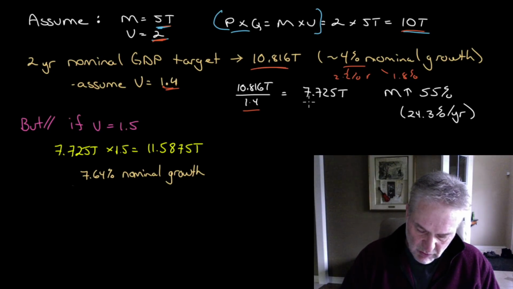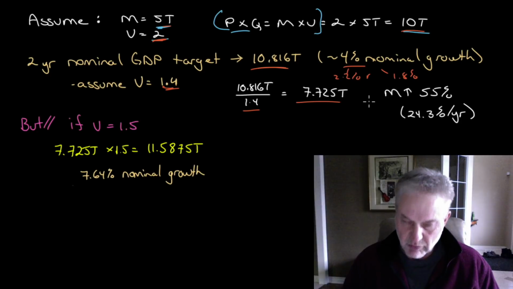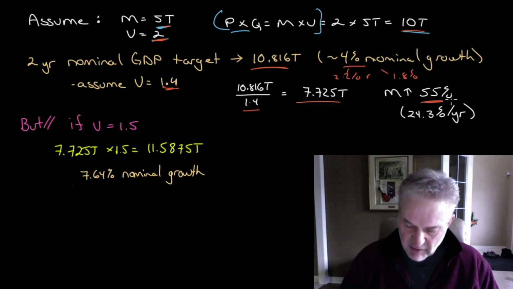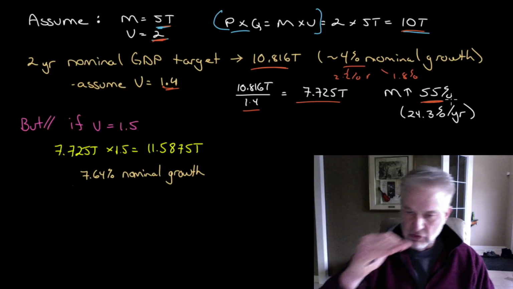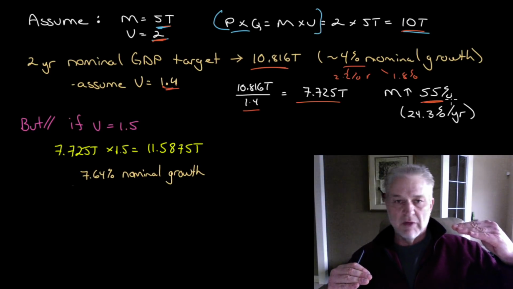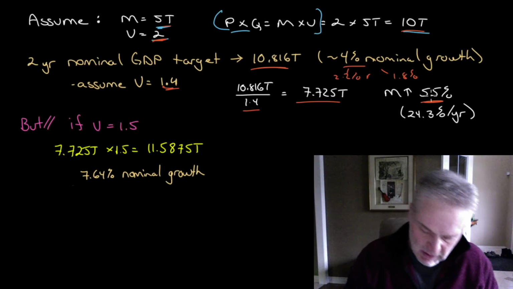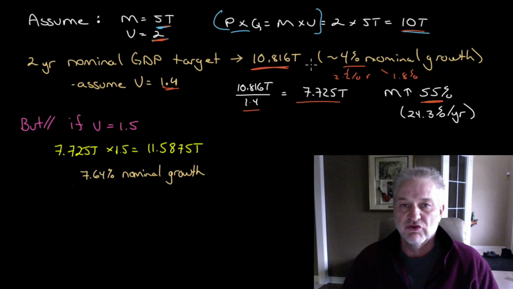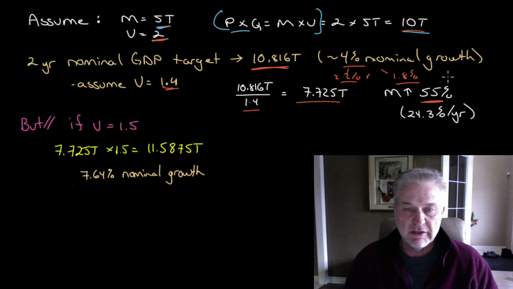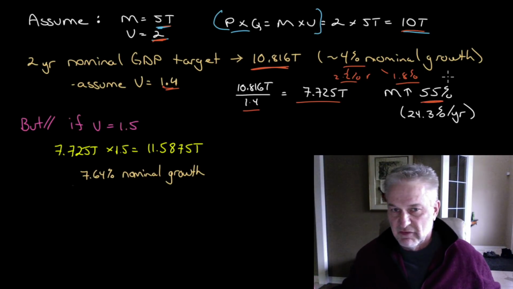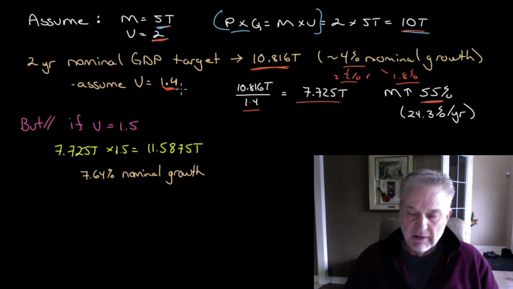10.816 divided by velocity 1.4, you need a money supply of 7.725 trillion. That's a 55% increase in the money supply. So velocity over the next 2 years was going to drop from 2 down to 1.4. Even if you increase the money supply 55%, you would still end up with 10.816 trillion, which means 2.2 real, 1.8 inflation. Where's the inflation, right? Inflation can stay down if velocity is dropping while the money supply is increasing. We've increased the money supply 55% at a lower velocity, and we're not going to change nominal GDP.